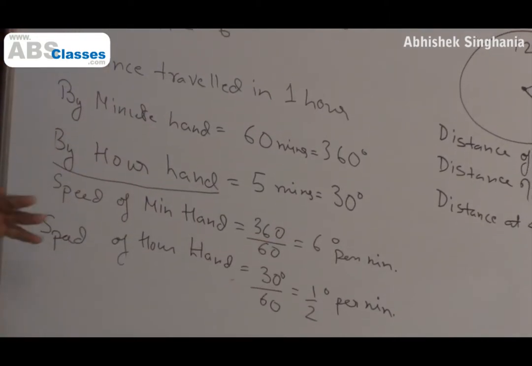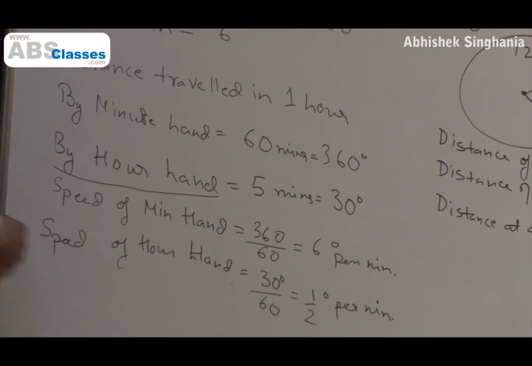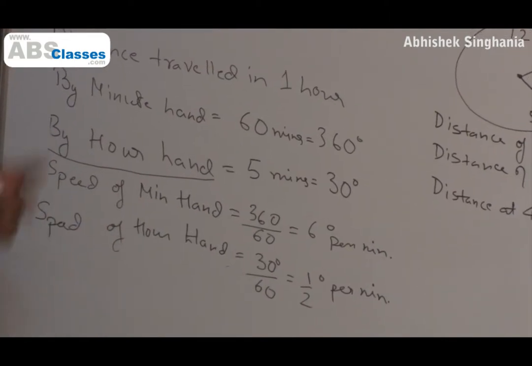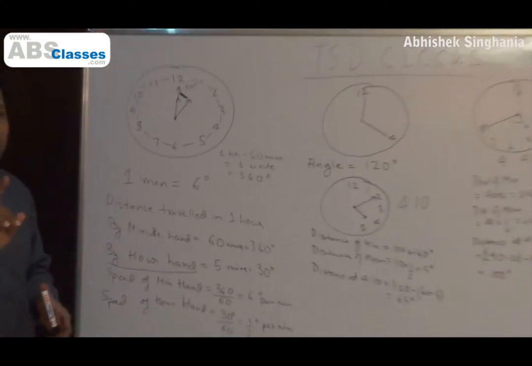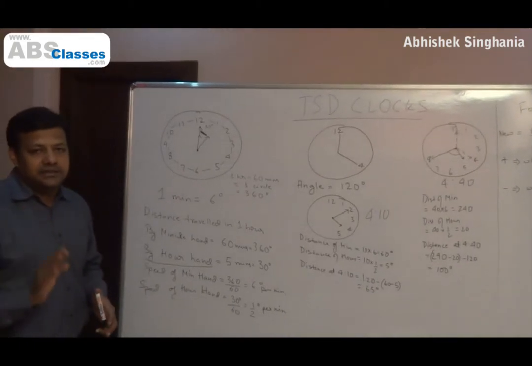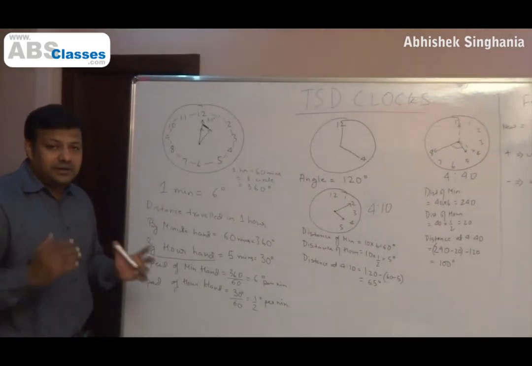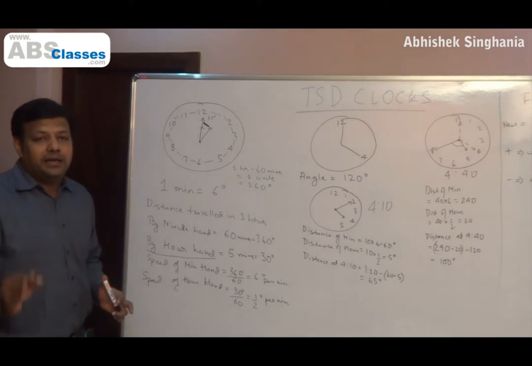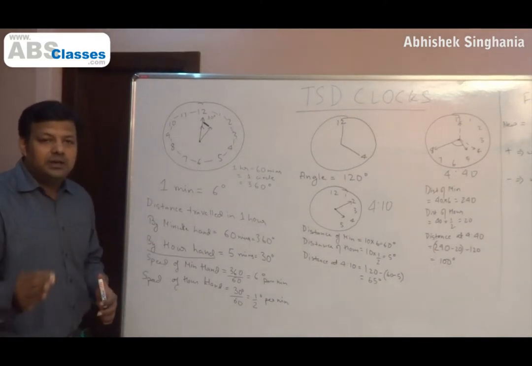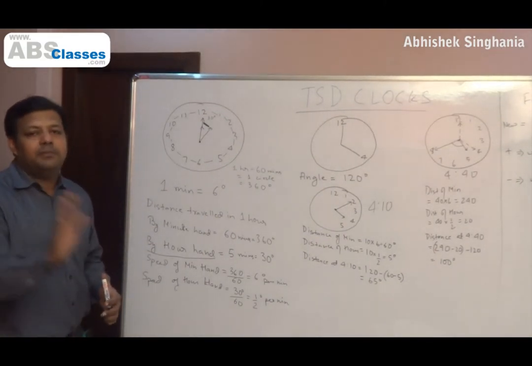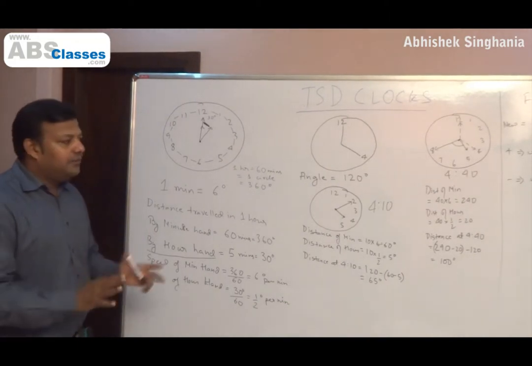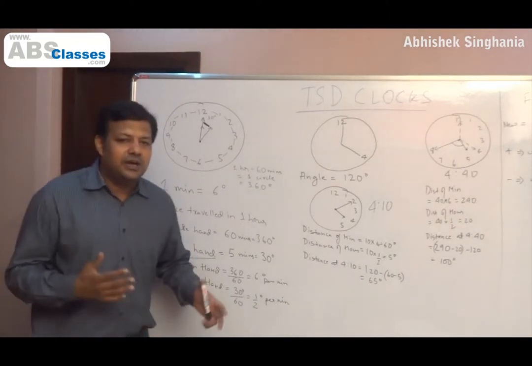This is the most important concept. If you understand this, then most of the questions can be very easily solved. So to summarize the whole thing: it's a circular track, its length is 360 degrees. Speed of the faster runner is 6 degrees per minute. Speed of the slower runner is half a degree per minute. Right? Now we will come to some simple questions and understand how to go about this.